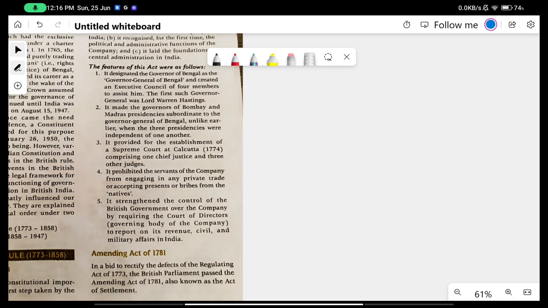So these Court of Directors were private people. They were not connected with the British government. They were just private individuals who happened to own this company and who managed this company. And now they were supposed to give a detailed report to the British government.